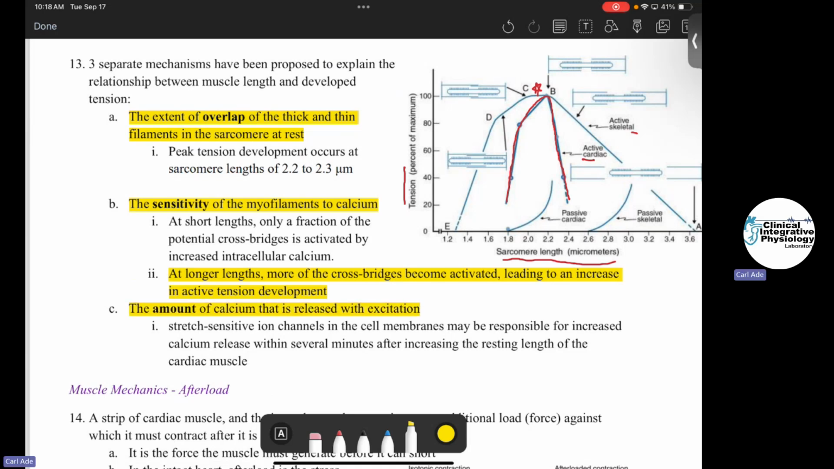It's because we now know that there are stretch sensitive ion channels in the cell membrane. As you stretch the heart a little bit, and we'll talk about how this actually happens in the intact heart in a little bit, these stretch sensitive ion channels allow more calcium to be released. As we've already seen, more calcium, more force of contraction. So this is preload. As we increase the length and increase the stretch, or increase the preload, we get more force up to a point.